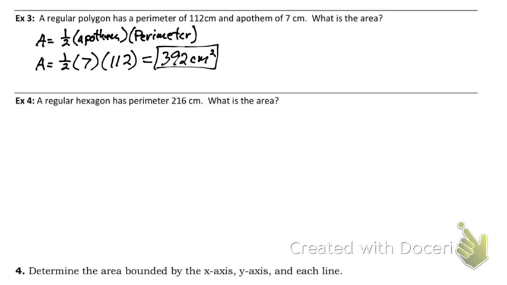All right, the last one says a regular hexagon has a perimeter of 216 centimeters. What is the area? If I know the perimeter, I just need to find the apothem. So once again, our area equals 1/2 our apothem times our perimeter. We already have our perimeter, so we just need to find our apothem. Finding our apothem is going to be that exact same way where we draw our regular hexagon.